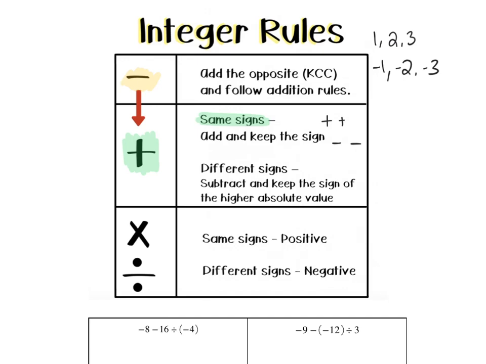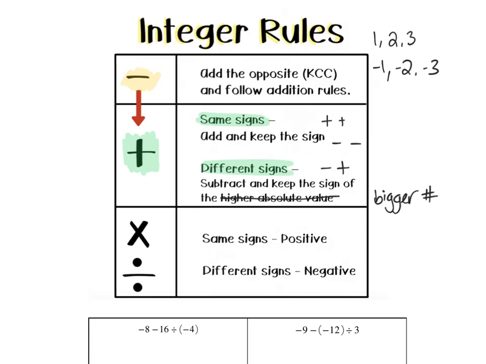Also known as positives. And then if they're different signs, as in if you have a negative and a positive sign with your two integers, then you're going to subtract the two and keep the sign of the bigger number or the higher absolute value. So I like to say the bigger number. I think that will make it easier for you.